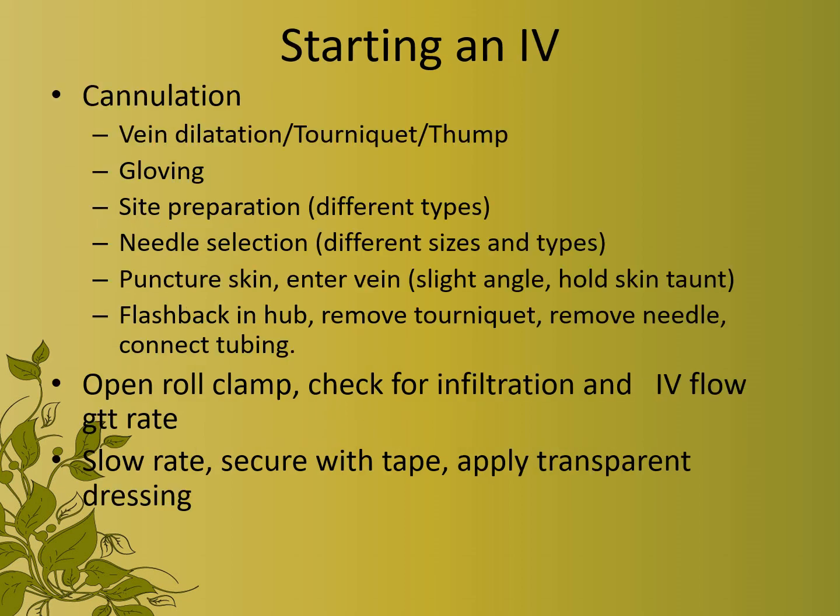Cannulation: vein dilatation with the tourniquet or thumb or clenching, then site preparation, needle selection, puncture the skin, enter the vein, flashback in the hub, remove the tourniquet, remove the needle, and connect it to the vein. Open roll clamp, check for infiltration and IV flow rate. Slow the rate, secure with tape after transfer.